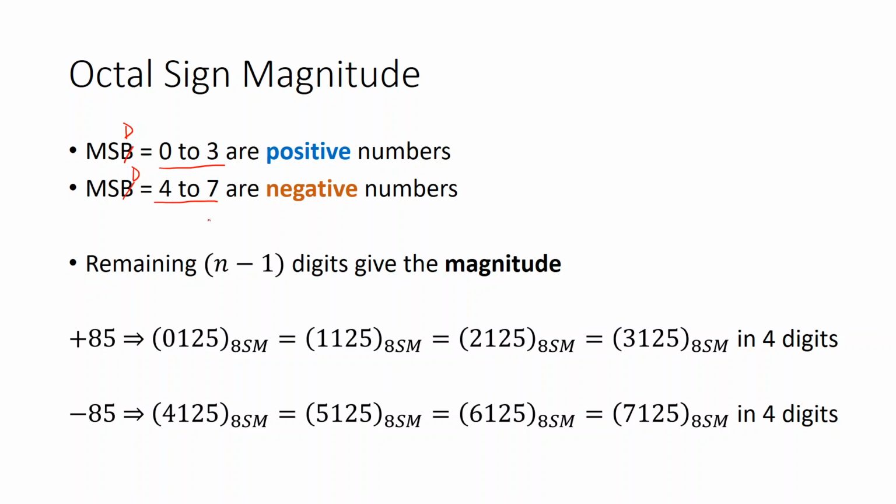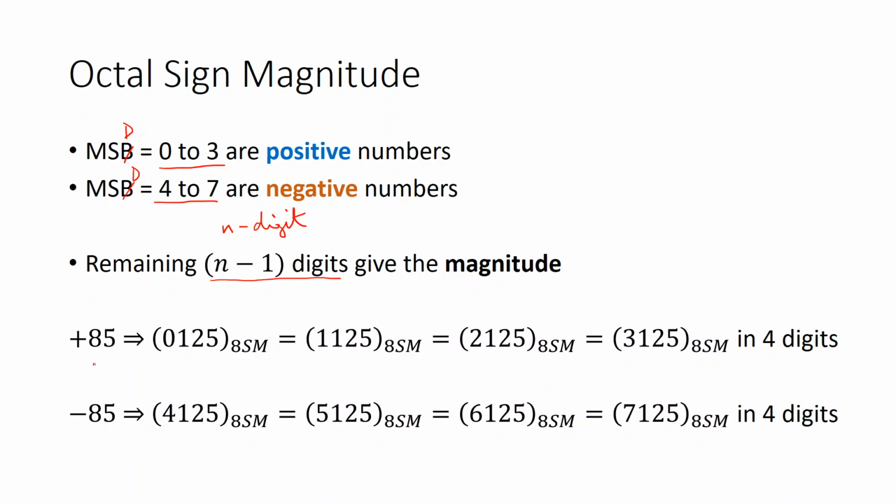Suppose that we are having an n digit octal sign magnitude number. If the MSD is between 0 to 3, it is a positive number. If it is from 4 to 7, it is a negative number. And the rest of the n minus 1 digits give us the magnitude.